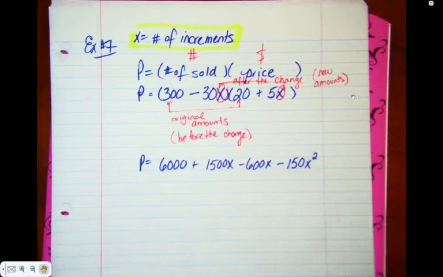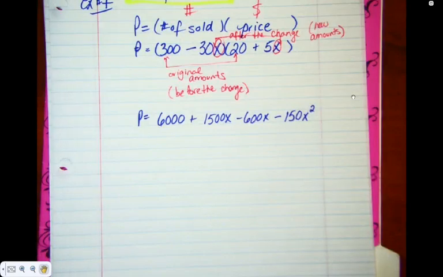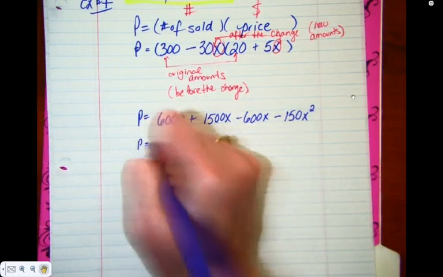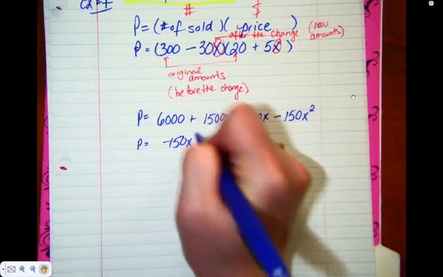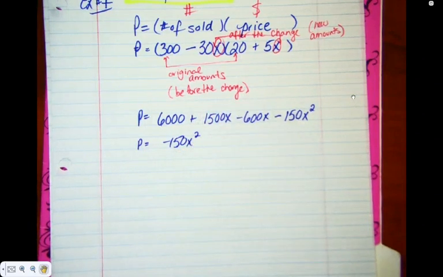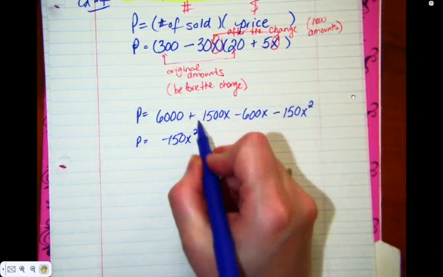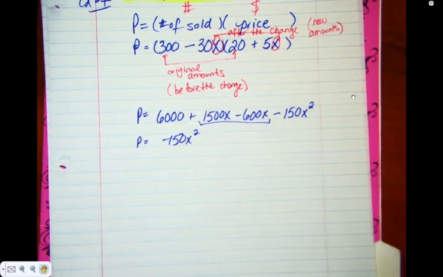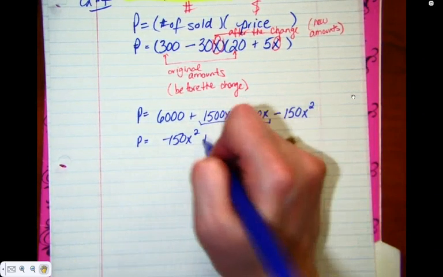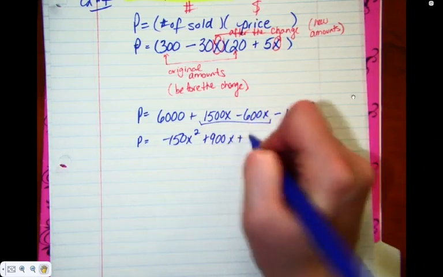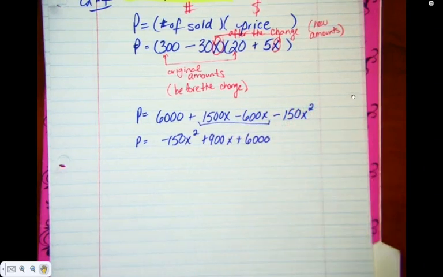X squared. Are we okay so far with what I've done? Now I'm just going to reorder it and simplify it. So I want that negative 150x squared to come first. Then I'm going to combine those two x's. If I have 1,500 minus 600, and then I have the constant of 6,000.